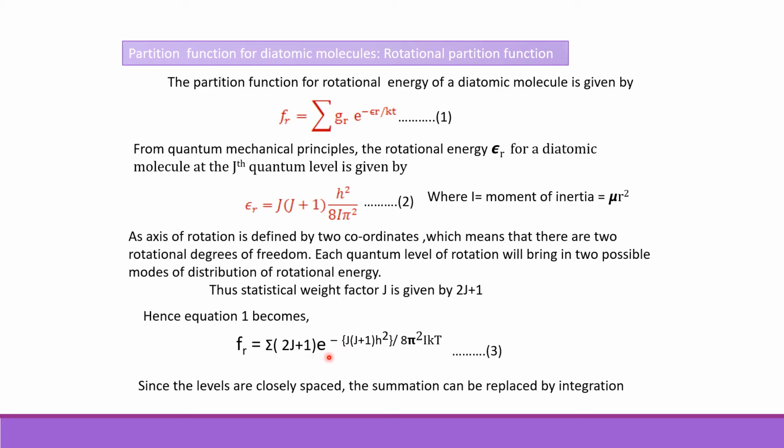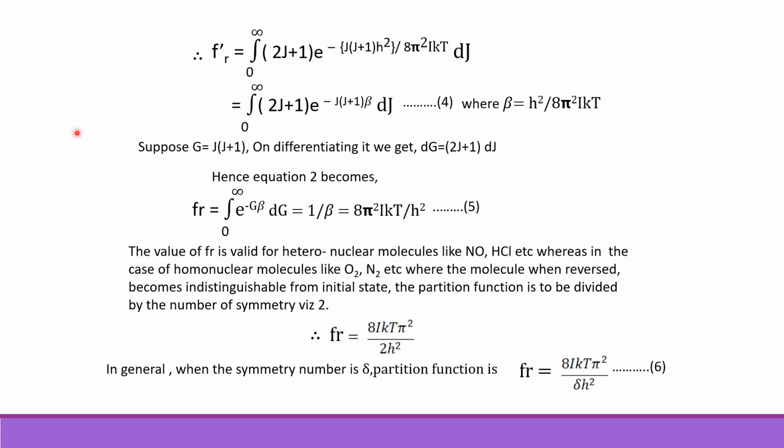So (2j+1) e raised to the power minus j(j+1) h square divided by 8 pi square I kT, that is equation number 3. Now since the energy levels are closely spaced, the summation can be replaced by integration. So this summation we are going to replace by integration, and the equation becomes f dash r is equal to integral 0 to infinity (2j+1) e raised to the power minus j(j+1) h square divided by 8 pi square I kT dj, that is equal to integral 0 to infinity (2j+1) e raised to the power minus j(j+1) beta dj, that is equation 4.